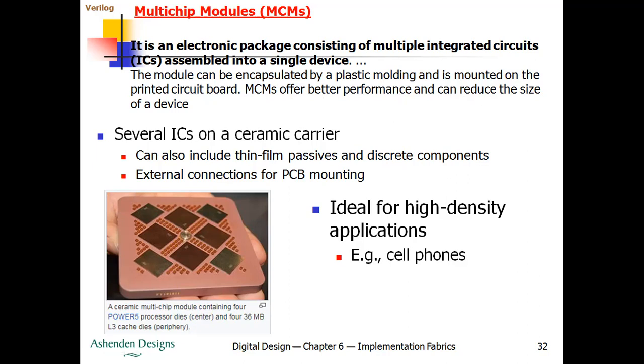The resistors and capacitors are also printed and soldered to the substrate, and the complete module is then encapsulated, with external connections made through the package pins on a PCB. This is ideal for high density. Examples are cell phones. You can see in the figure a ceramic multi-chip module containing 4 POWER processor dies. Okay, and they have 4 36 MB L3, level 3 cache dies.